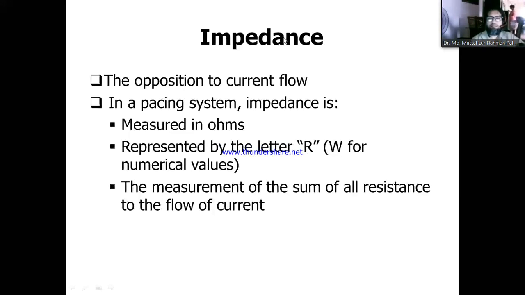The voltage is the force of the current. And the impedance is the opposition to the current flow. That is the barrier or the resistance it faces. So in a pacing system, impedance is measured in ohms, represented by the letter R, the measurement of the sum of all resistance to the flow of the current. So it is the impedance or resistance that the pacemaker electrical system is facing.